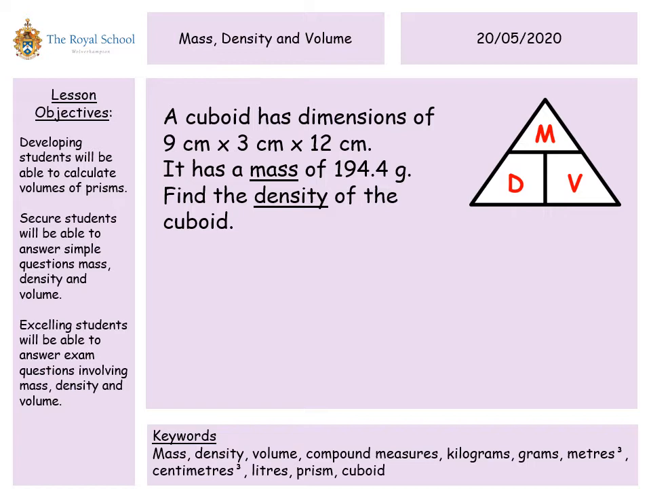So let's look at some practical examples then. So here we've got a cuboid. It has dimensions of 9 by 3 by 12 centimeters. It has a mass of 194.4 grams. Find the density of the cuboid. So here we're going to have a look. Let's cover up density. We've got mass divided by volume. The mass is quite handily given to us here, but the volume we don't have. So you need to remember your volume of a cuboid formula, length times width times height. So first off, you're going to do 9 times 3 times 12 to work out that volume.